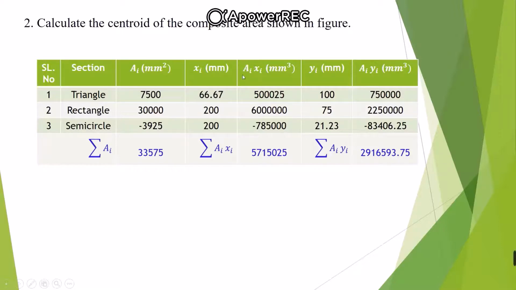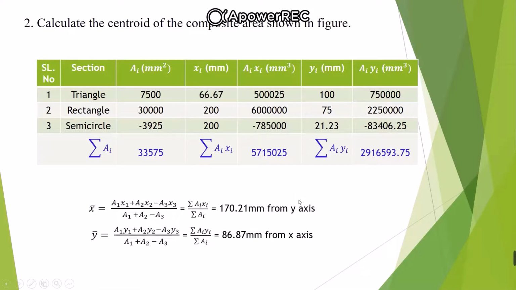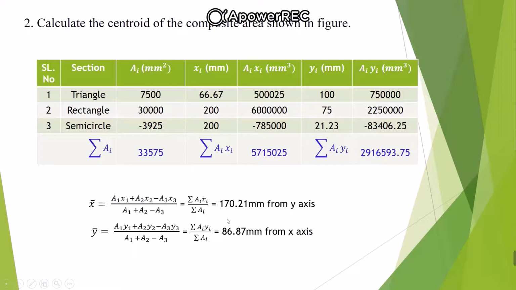Similarly, you can find out Ai xi. Since the area is negative, minus area into xi will give you a negative value here, right? Similarly, for Ai yi also you will be getting a negative value. Now you try to find out the sum of these three values. That will be 5715025, and in the last column you find the algebraic sum of all these values. That will give you 2916593.75 mm. Now to locate the centroid, we can use the formula x bar and y bar as mentioned earlier. So that will be 170.21 mm from the y axis and 86.87 mm from the x axis.